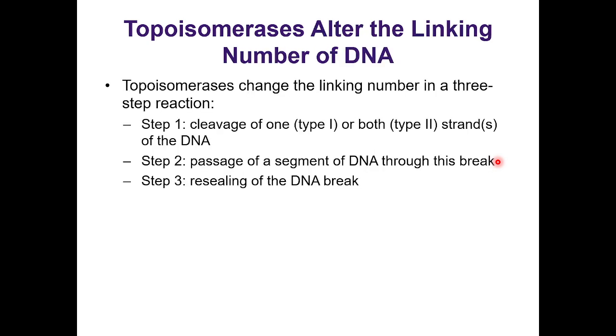Okay, so the topoisomerases are going to change your linking number in a 3-step reaction. Step 1 is going to be the cleavage of one strand, and that's for type 1, or both strands, and that would be type 2. Now, they did a great job numbering this. I don't know if that's on purpose or they just got lucky. But type 1, you're going to cleave how many strands? 1. Type 2, you're going to cleave how many strands? 2. Isn't that beautiful? Yeah, you have to appreciate those moments, right? Being in biology, there are so few of those moments.